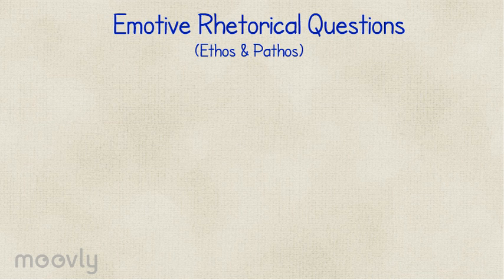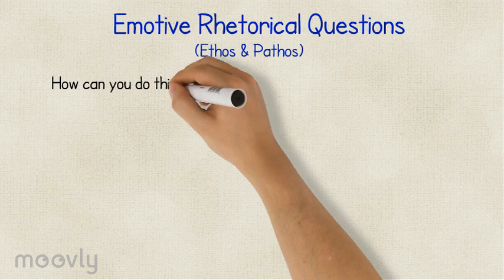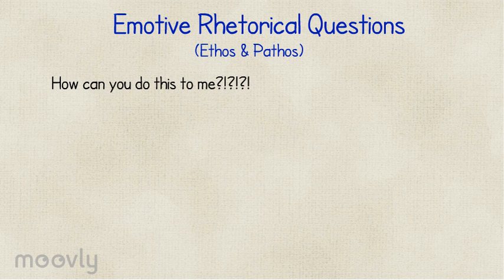So let's have a look at emotive rhetorical questions. Now, emotive rhetorical questions appeal to the ethos and pathos within our minds. Essentially, emotive rhetorical questions want us to feel a certain raw emotion, and the rhetorical questions help draw those emotions out from us. So an example of an emotive rhetorical question is, "How can you do this to me?" You've probably used this one occasionally, probably with your parents, to make them feel a sense of guilt.